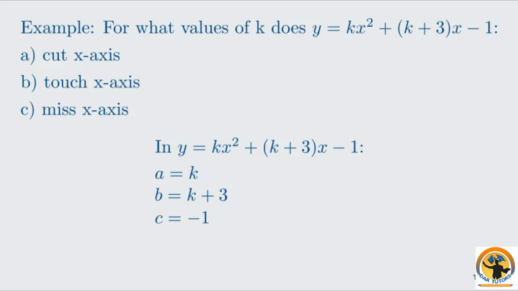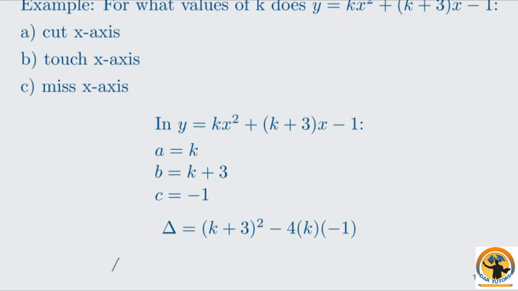Now, we compute the discriminant. Delta is b squared minus 4ac, which is (k plus 3) squared minus 4 times k times -1. Expanding this gives k squared plus 6k plus 9 plus 4k, which simplifies to k squared plus 10k plus 9.